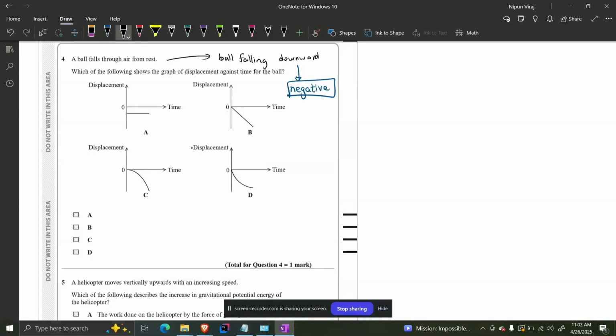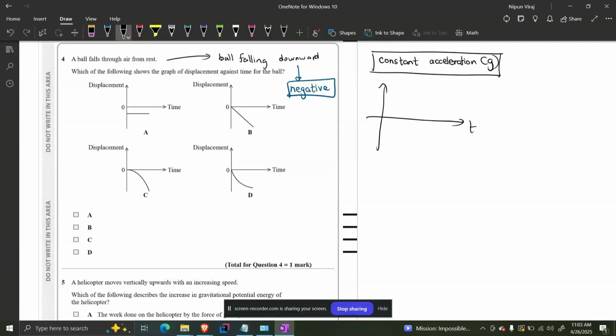Okay. So if a ball is falling from air through rest, one data we can take is it's falling under constant acceleration under gravity. Okay. If you take the velocity time graph of that situation, what happens? If you draw the velocity time graph, it should be something like this, falling under constant acceleration, and it is in the negative direction. Now we should map the displacement time graph by looking at this velocity time graph.